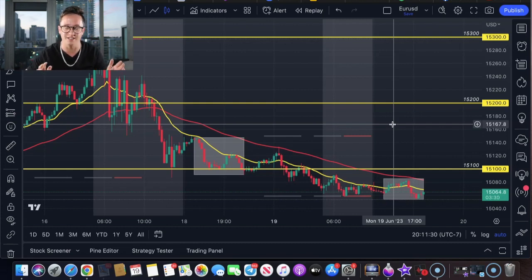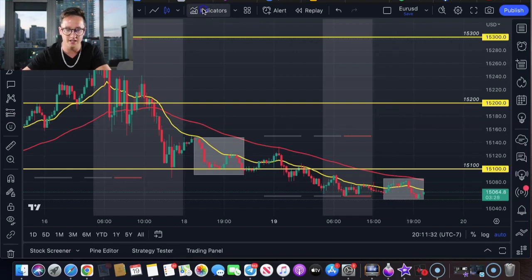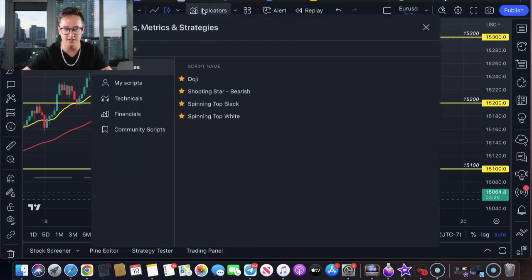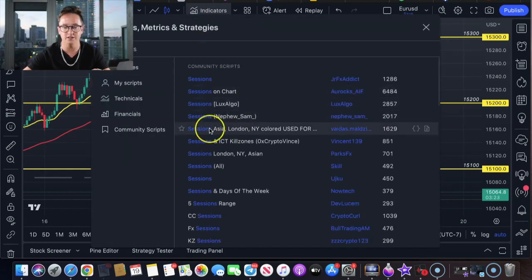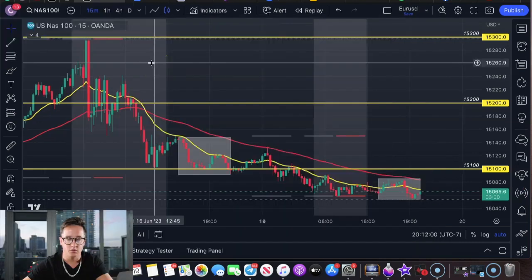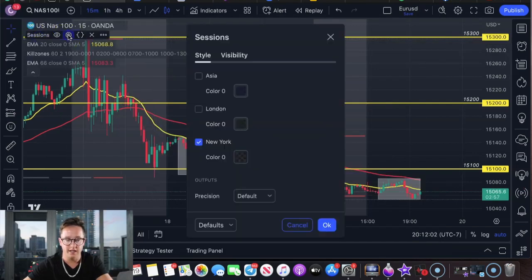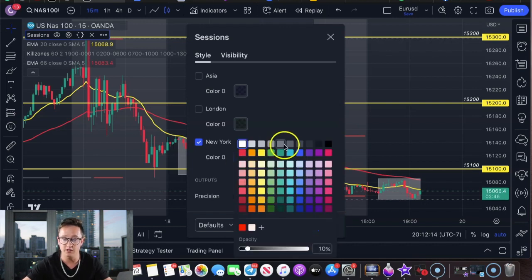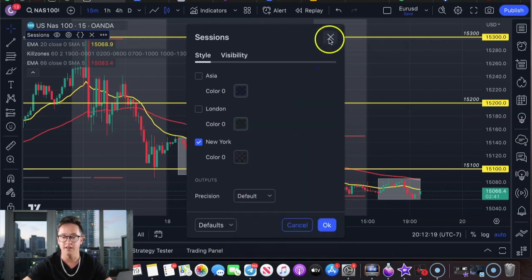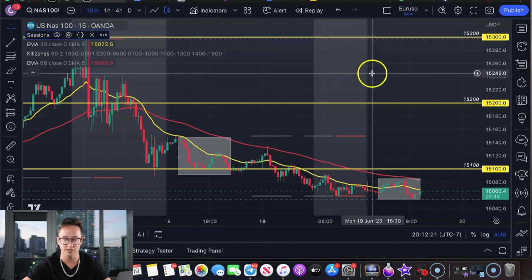The background is gorgeous. But look, 2 indicators that we need. First one is the sessions indicator. You're going to get the sessions, Asia, London, New York colored right here. Once you do that, you're going to go to the settings right here. And all we want is the New York box clicked. That's the only session that we're trading with my NAS100 strategy. Once you do that, you guys can make it whatever color that you guys want. I have it white with the opacity at 10%. That's fine for me. And this is the New York session right here.